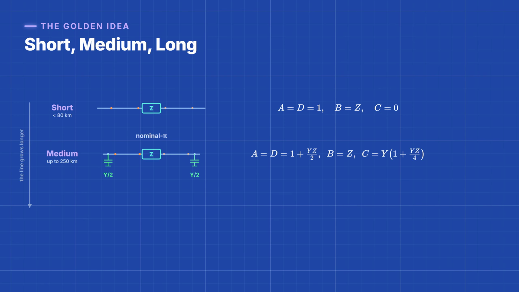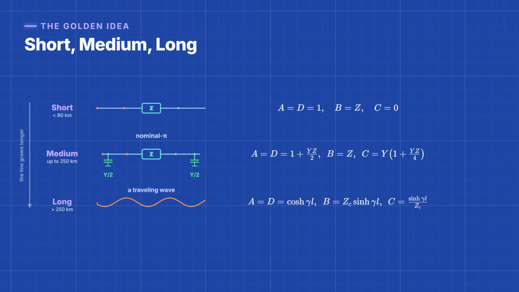Second, a medium line, up to about 250 kilometers. Now, the capacitance matters. The neat trick is to split it in half and place 1/2 at each end. This is the nominal-pi model. It gives A and D a little less than 1, B the series impedance, and C the shunt admittance.